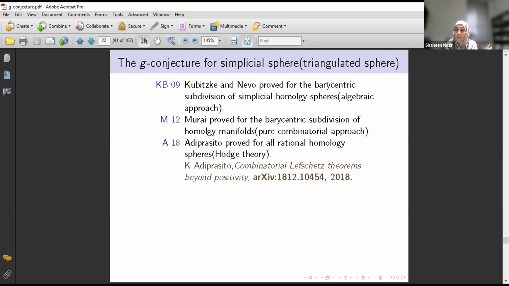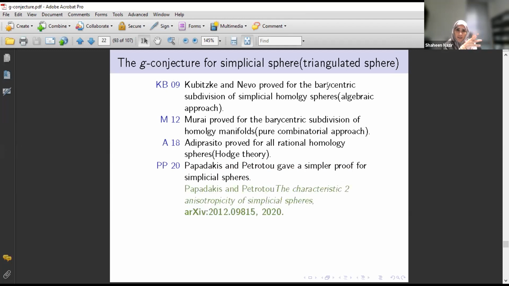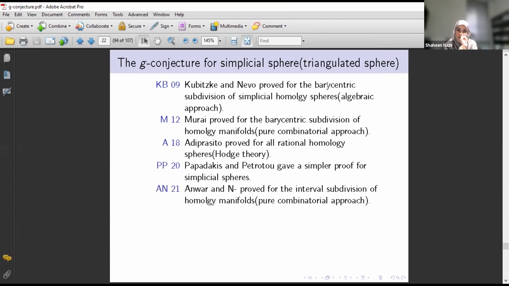But this is not the end of it. If it is proved, people assume that they will not work on it anymore, but you will see that there are still a lot of other people working on this one. Papadakis with his collaborator has given a simpler proof for simplicial spheres, in December 2020, I think. And then we have proved this conjecture for interval subdivisions of homology manifolds. We have also used a pure combinatorial approach, which I will describe later.